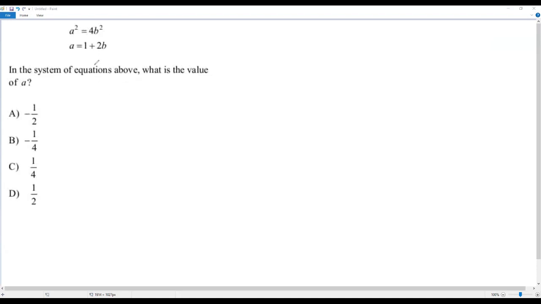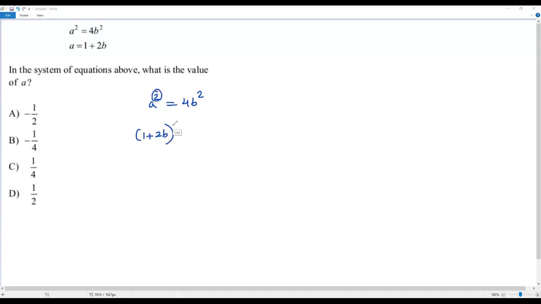Okay, my first step is to plug in 1 + 2B for the A in the first equation. Let me write the first equation as it is, that is A² = 4B². Now for this A, I'm just going to plug in 1 + 2B, because this is equal to A.